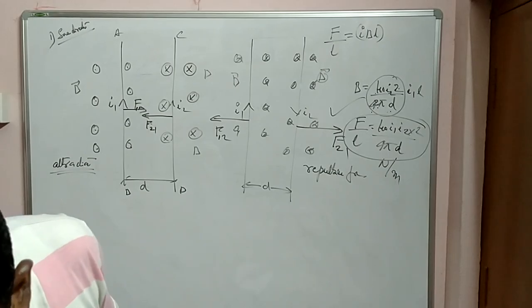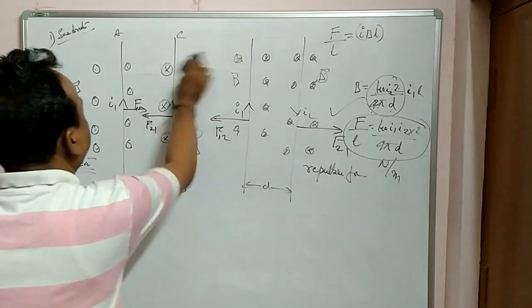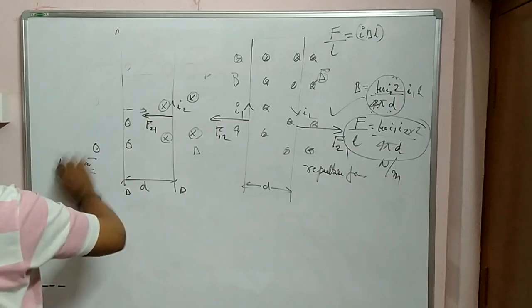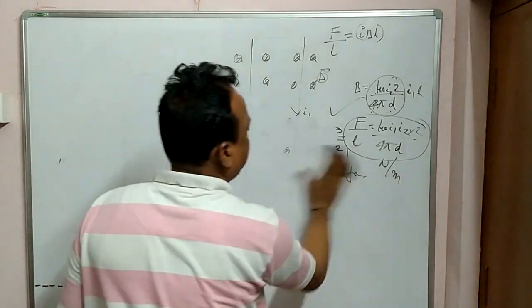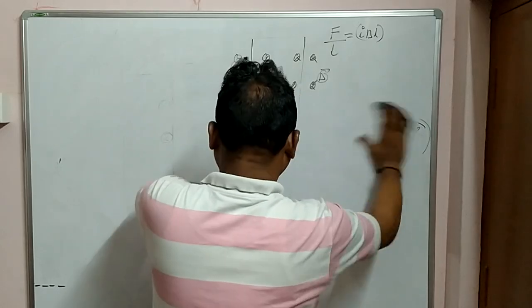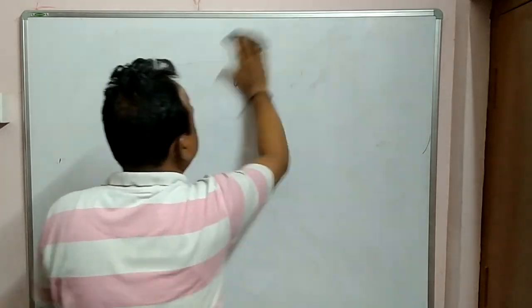Now next one, the dipole moment of a revolving electron. Next one is the dipole moment of a revolving electron, please. Okay? Let us see that one.